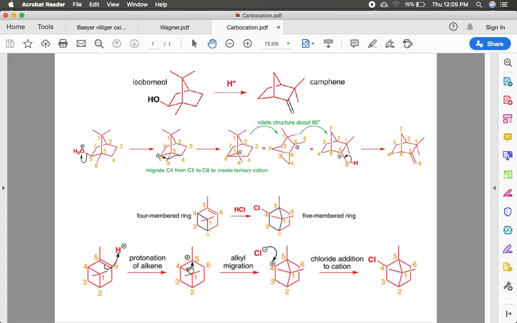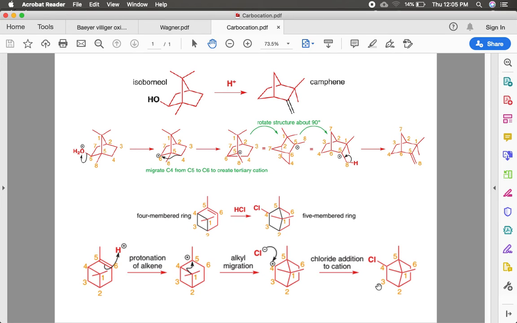the rearrangement also happens if the compound can relieve the ring strain. So in this case, this is a 4-membered ring. Upon rearrangement, it gives rise to a carbocation that is secondary, but the ring strain is released. So now the chlorine can simply add to give rise to this product.